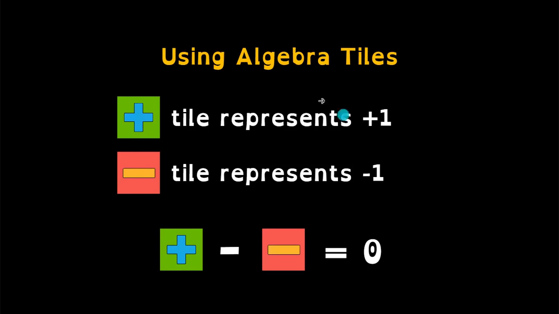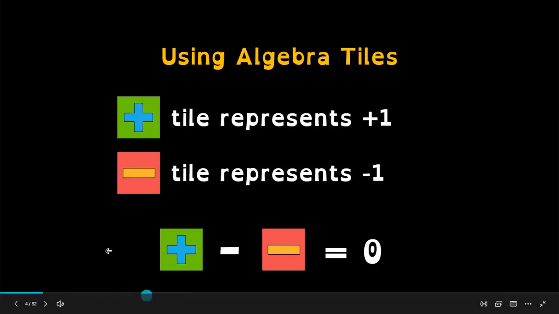Okay? So, I want you to remember this one. Kapag itong symbol na to or tile na to, nagre-represent yan sa positive 1. At ito naman, yung tile na to, nagre-represent sa negative 1. Therefore, the zero pairs, we have positive 1 minus negative 1 or negative tile, that is equal to 0. Okay? Ang tawag sa kanila ay zero pairs.